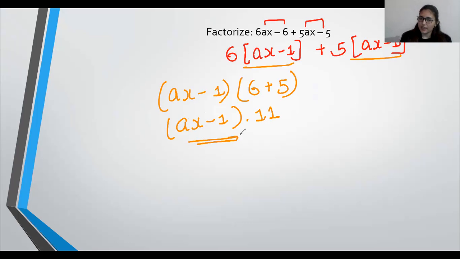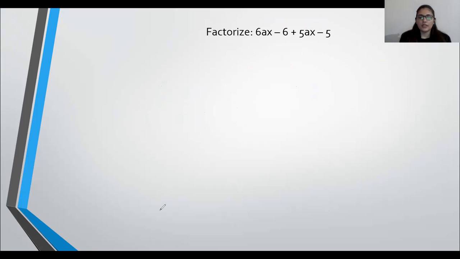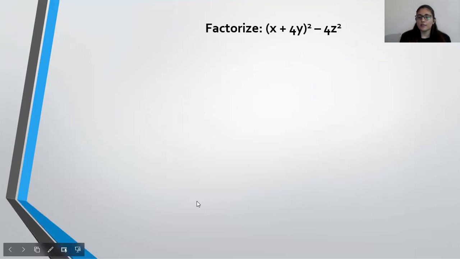Simple, right? So once you take out the common terms, just form the bracket and then take out the common bracket. So you will get your answer. Great. All right then. So let's move ahead to the next question. Now we need to factorize this.